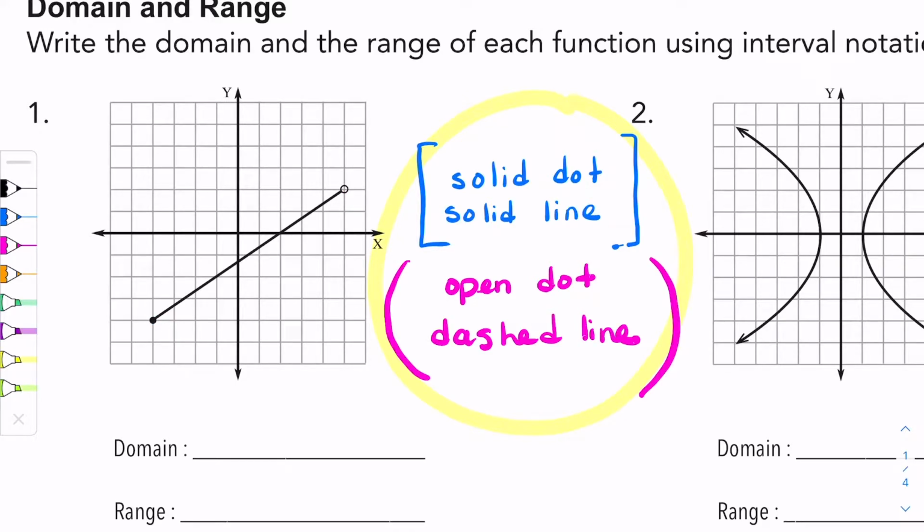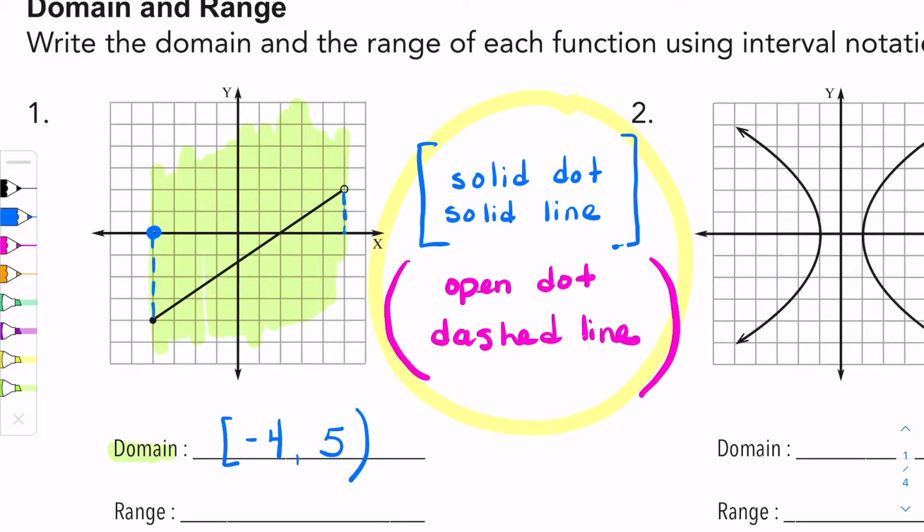Okay, so for domain, I'm going to use the green highlighter. So we want to know on the x-axis, where does this graph fall in between? So I'm literally just shading between the two endpoints. And then on my graph, I'm going to make a mark. This solid point is at the x value of -4. And this open point is at the x value of +5. So a solid dot receives a square bracket at the x value of -4, and an open dot receives a parenthesis at the x value of 5.